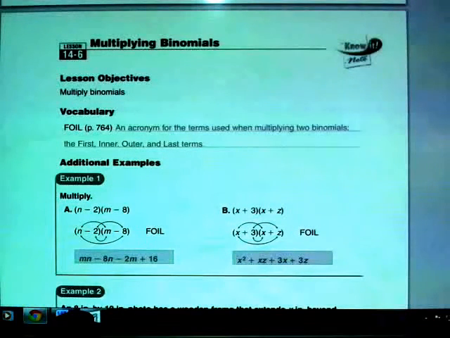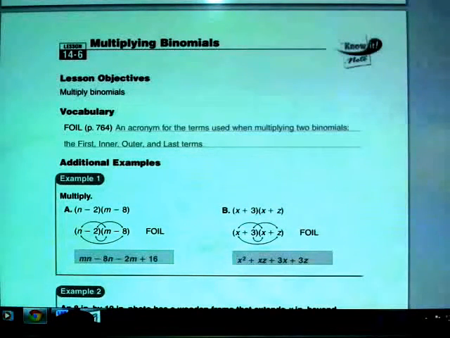Now that can actually be a tricky process. So what you will see is we will also introduce a table method that does the same multiplications but shows that work in a different order. So let's go ahead and take a look at 1a. We've got the binomial n minus 2 being multiplied with the binomial m minus 8.